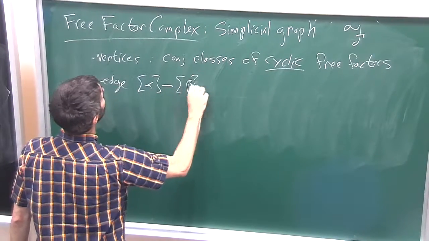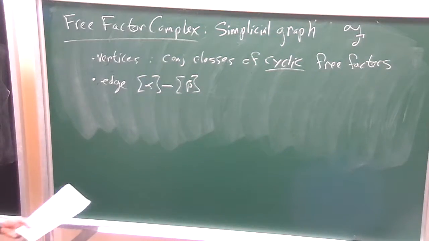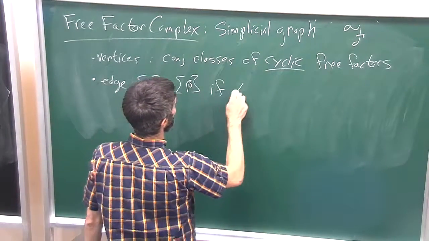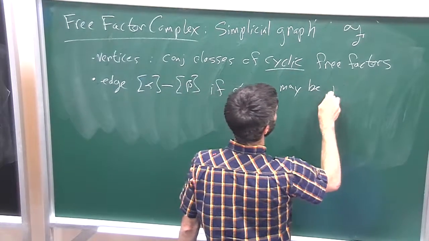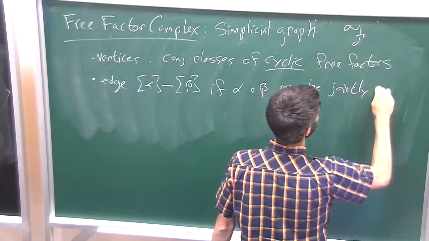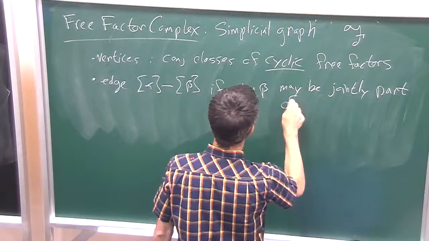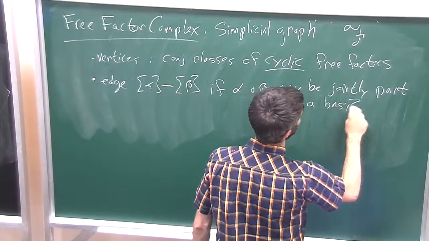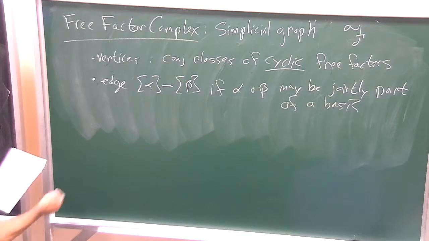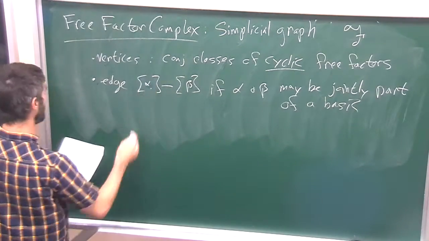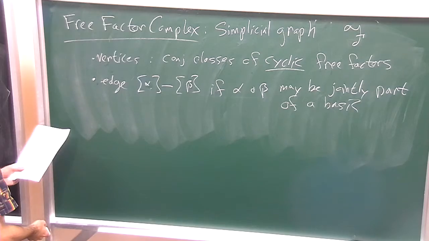So I have an edge between two conjugacy classes of cyclic free factors, alpha and beta, if they may be jointly part of a basis. So after conjugating one of them, I can extend that pair of elements to a basis. That's the condition to be an edge. OK? All right, good. And as I said, this is a slightly different definition, but it's something quasi-isometric to the usual free factor complex.